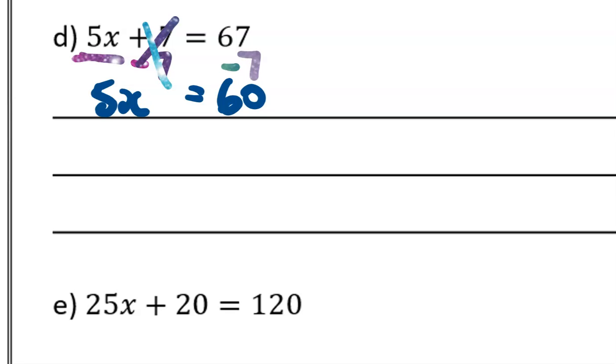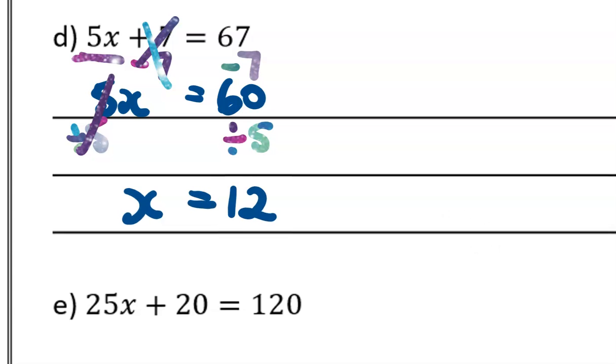Okay, this is currently 5 times x. What is the opposite of timesing by 5? It's dividing by 5. So I'm going to divide both sides by 5 to get rid of this 5. Divide the other side by 5 because I do the same thing to both sides. And that leaves me with x equals 60 divided by 5 is 12. So x equals 12.